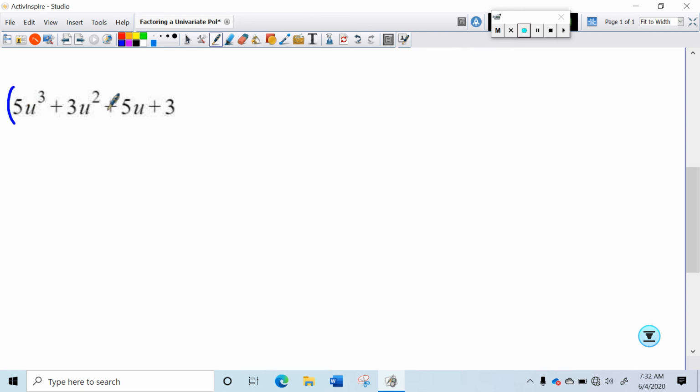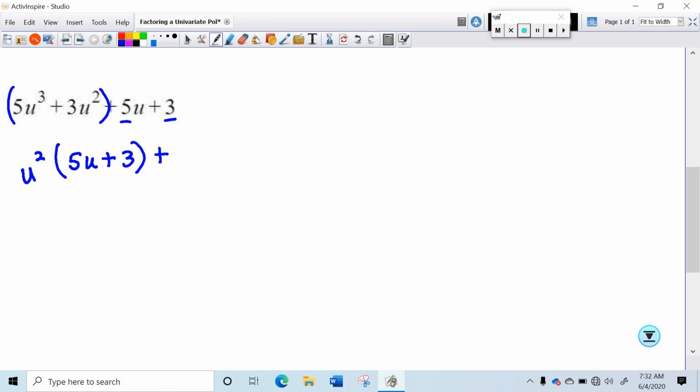Parentheses around the first two terms, I have u's in common, and the smallest exponent is a 2. So I have a 5 and 3 u's. I took 2 u's out, so that's a 5 and a u left, plus sign. I have a 3 and 2 u's. I took 2 u's out, so that's a 3 left. Close your parentheses, bring down the sign after the parentheses.